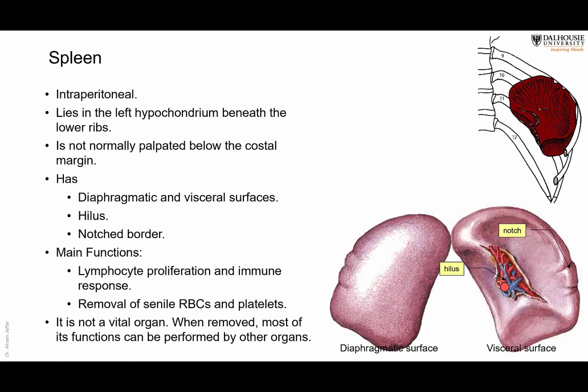Again, it has a hilum, and it's part of the immune system of the body. Lymphocytes proliferate, bacteria are destroyed, and red blood cells, because they have a lifespan, are destroyed there. And when it's removed, its function is taken over by other organs in the body, like the liver, the bone marrow, lymph nodes, and so on.